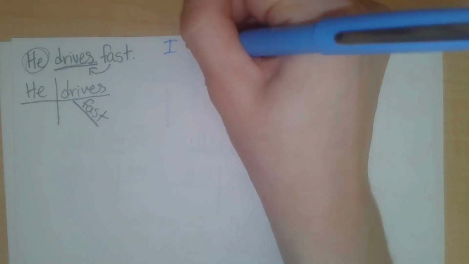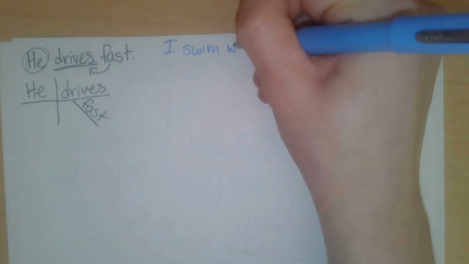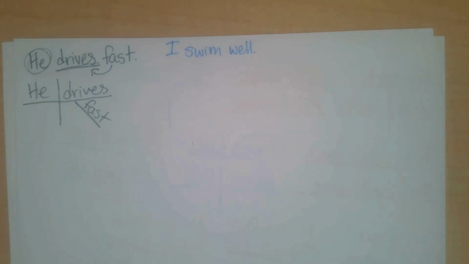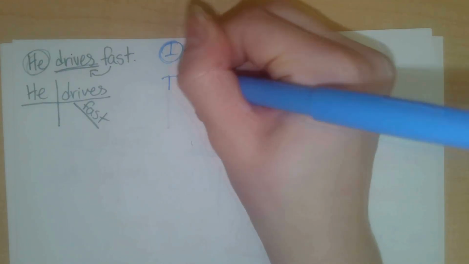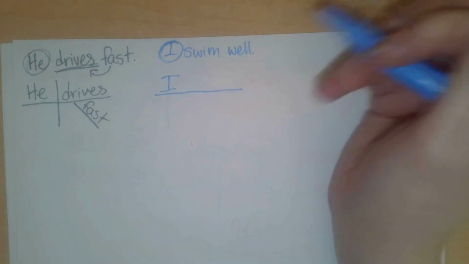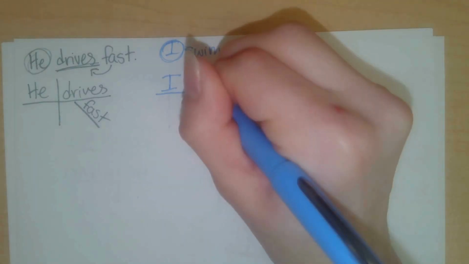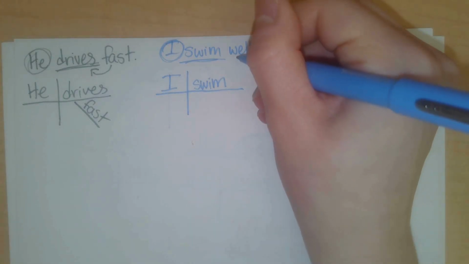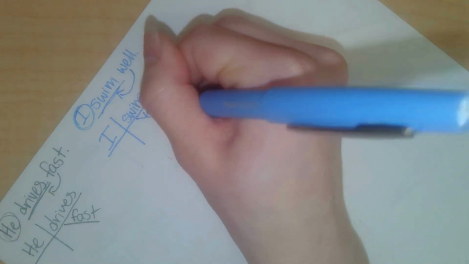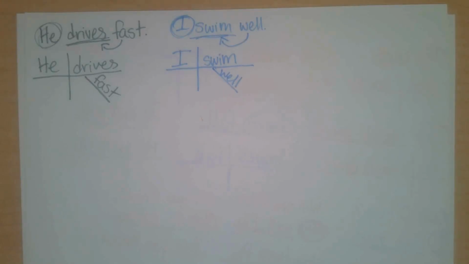Now, this next one I want you to do on your own. So pause the video. You may pause the video now. This one, here's the answer. I am the subject. So we're going to put down I, horizontal line. Don't have any adjectives, so we can do our vertical line. I am swimming. I swim. And then we have well, describing swim. How do I swim? I swim well. So we put swim underneath, just like that. Okay.